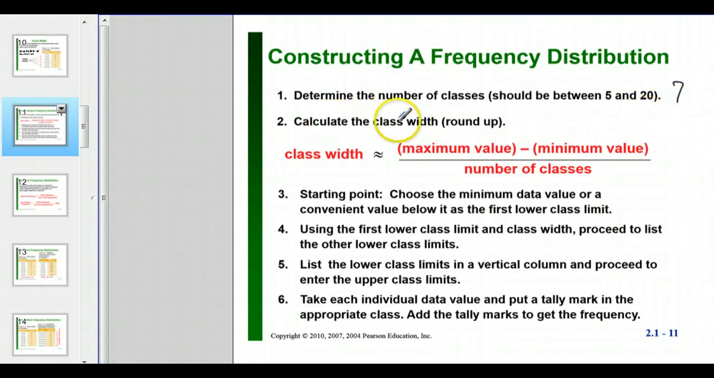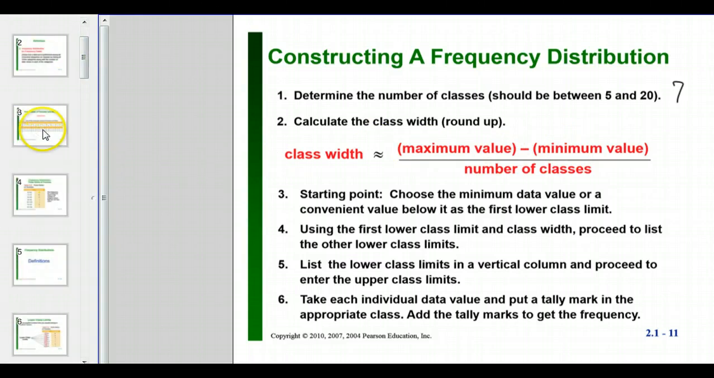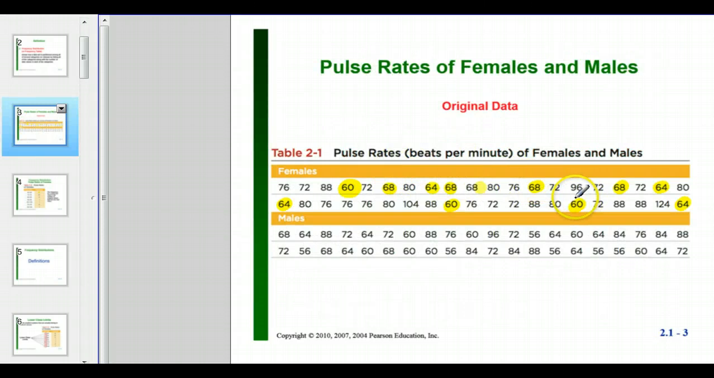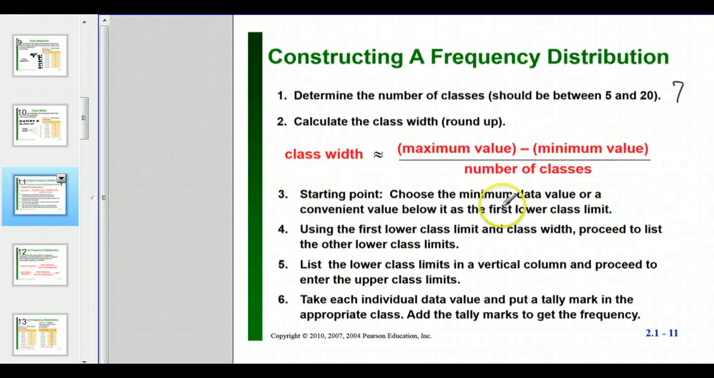Okay. Now calculate the class width: the maximum value minus the minimum value, divided by the number of classes. If we go all the way back to our data set, and these are the female pulse rates, the data set we've been using, the maximum was 124. The minimum was one of these 60s. There's a few of them, but one of the 60s. So if we come back down to here, we got a 124 for the max and a 60 for the minimum, divided by 7.